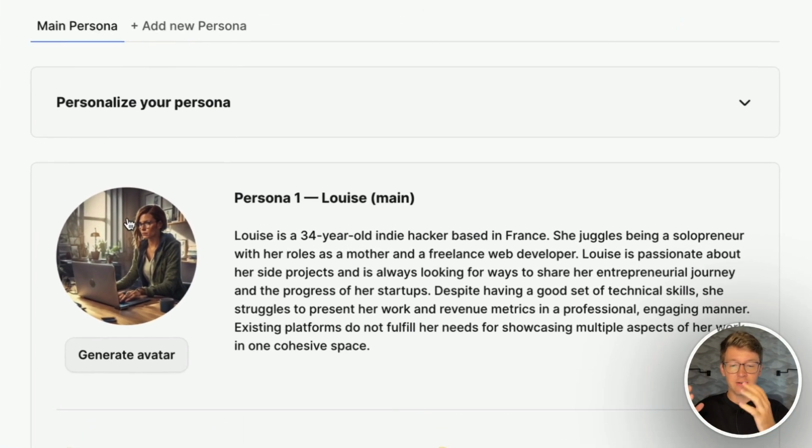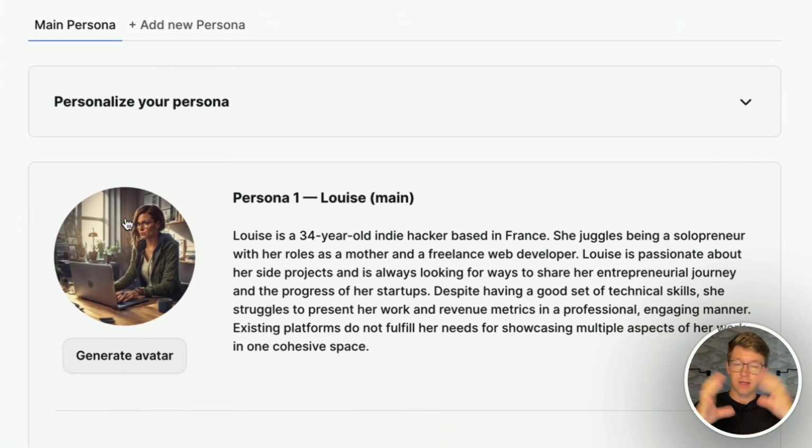You can have an AI avatar of your persona. You can have an overview description, and if your business is mature enough to have multiple personas, you can create up to 3 personas to really understand what's going on.